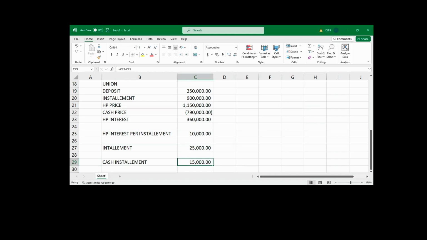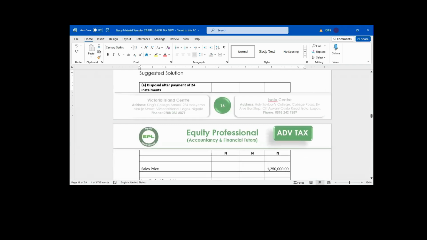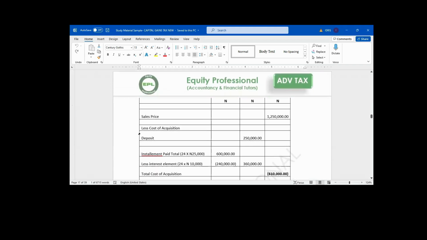He now sells the asset after paying 24 installments. He has not finished paying the installment. So the cash price he has paid so far after 24 installments is what we are going to use as the cost of acquisition. How do we get it? He sells the asset for 1,250,000 after 24 installments.